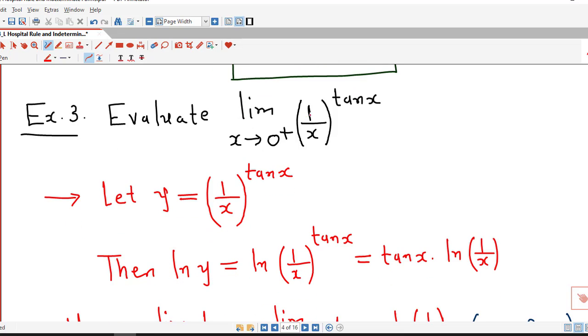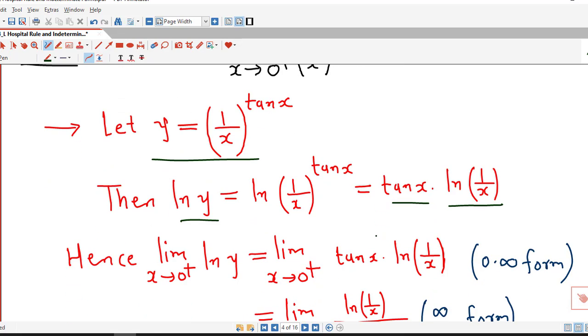Limit of 1 by x to the power 10x as x approaches 0 from right hand side. So we start by taking y equal to 1 over x to the power 10x. Then we take logarithm on both sides. Therefore log y is log of 1 by x to the power 10x, which is 10x times log 1 by x, using property of logarithm. Then we take limits of both sides.